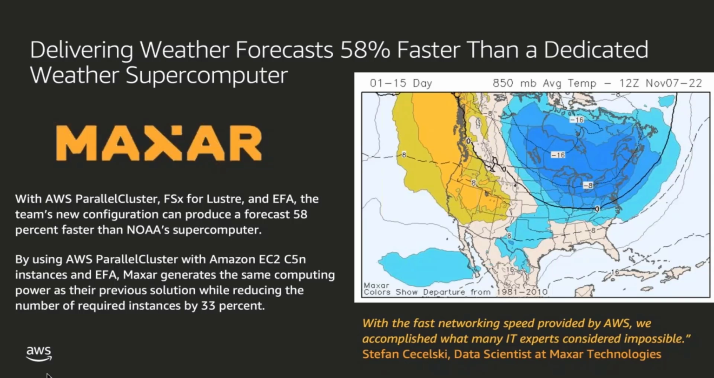With this infrastructure, they computed forecasts 58% faster than the dedicated weather supercomputer operated by the National Oceanic and Atmospheric Administration, or NOAA. And because Maxar only needs to run their workloads for an hour or so per day, they have been able to realize significant cost savings versus having always-on infrastructure.